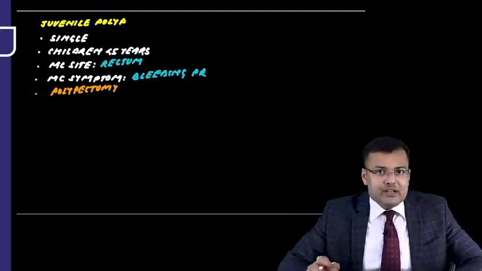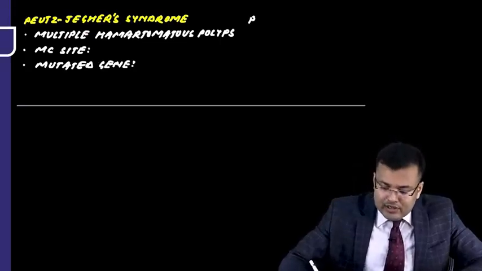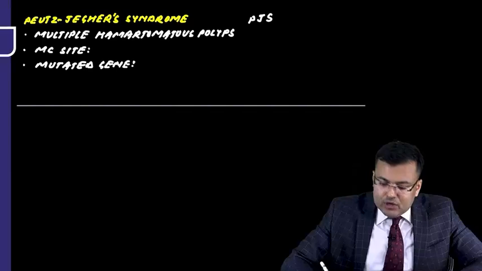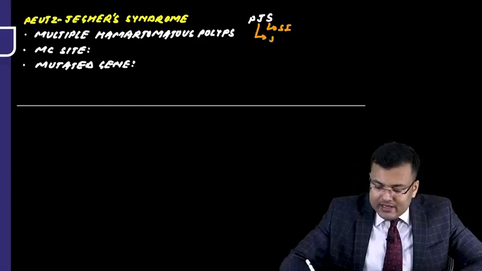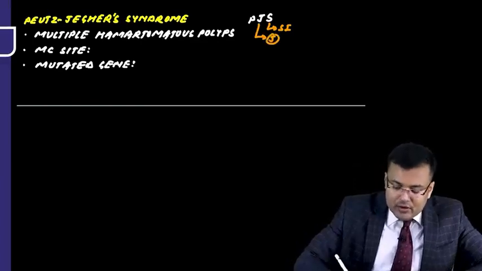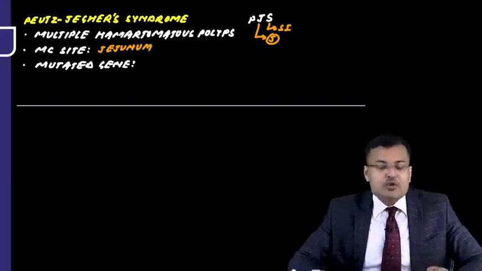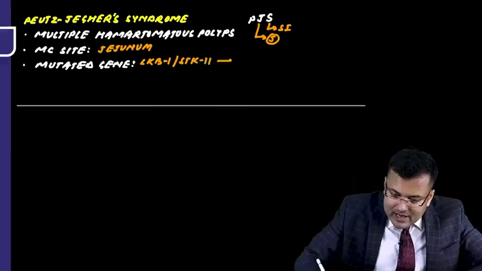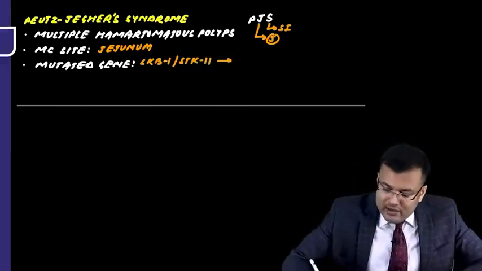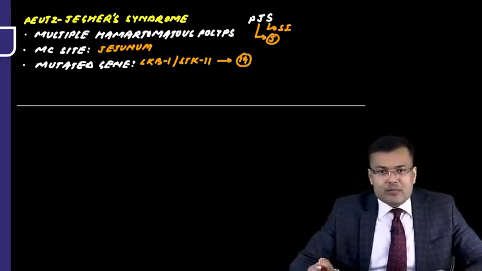Second is Peutz-Jeghers polyp. It is seen in Peutz-Jeghers syndrome, in which there are multiple hamartomatous polyps. In short, it is known as PJS. What is the most common site of the polyp? S means small intestine, and in the small intestine, J means jejunum. What is the most commonly mutated gene? It is LKB1, or STK11, located on chromosome number 19.